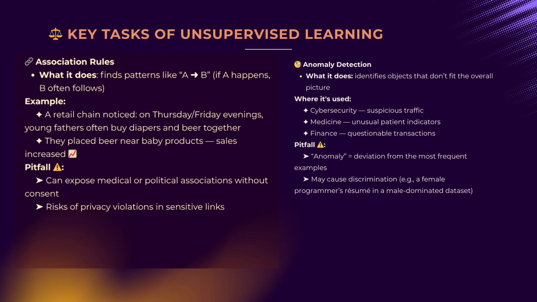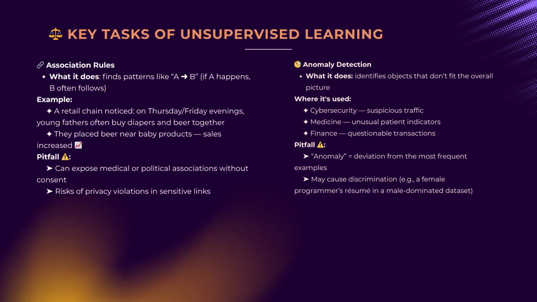But what if such analysis reveals more sensitive associations? What if the algorithm finds a link between purchasing certain medications and other products, thus revealing medical information? Or between products and political preferences?